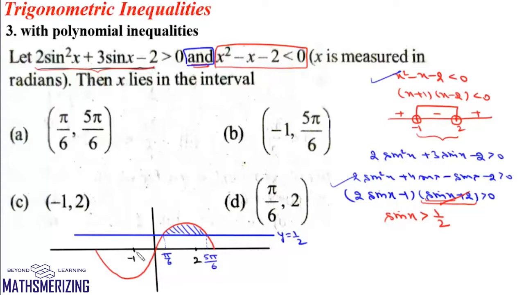So the first condition is x should lie between −1 and 2. And the second condition is it should lie between π/6 and 5π/6. So the interval which is common to both the conditions is between π/6 and 2. So the answer to this question is from π/6 to 2, and that's your option number D.